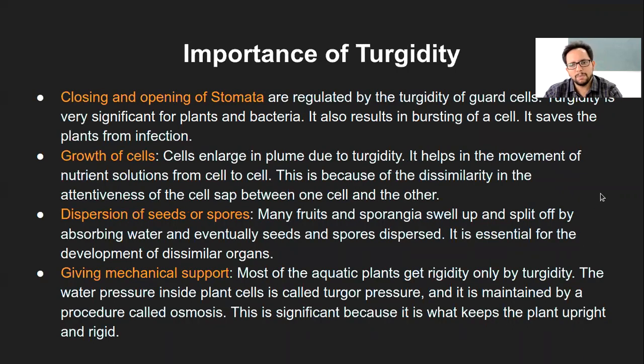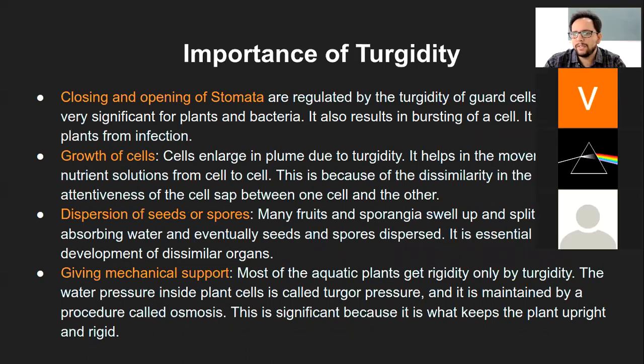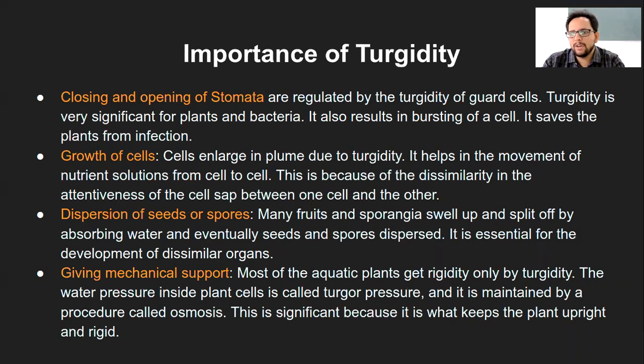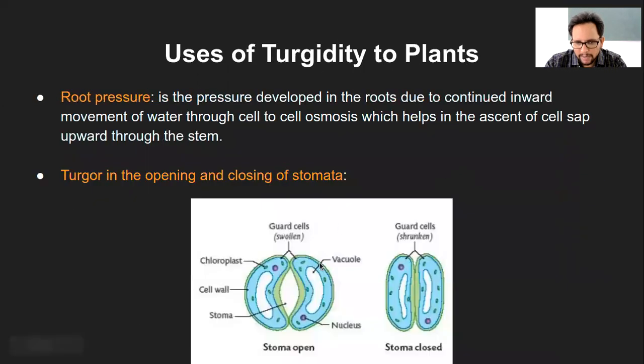And we had looked at these 4 points in terms of the importance of turgidity, why it is important for plants. The first one that we had seen was the closing and opening of the stomata. Now again I'll quickly revise. These two are the guard cells, and the central opening is nothing but the stomata or stoma. Because these are normal plant cells, they will have nucleus, cell wall, chloroplast, vacuole, and so on.